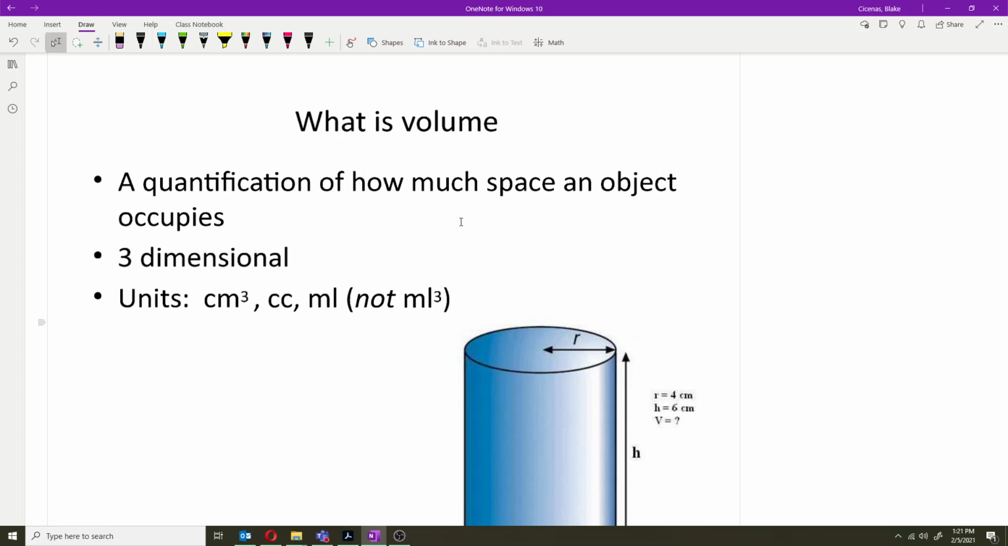Also, milliliters, if you're measuring a liquid, also makes sense. You can't do milliliters cubed. That's the one thing I said that I haven't seen in a long time. But yeah, if you have cubic milliliters, then you have a nine-dimensional object, which, not sure what that looks like. Sure, it's pretty cool.